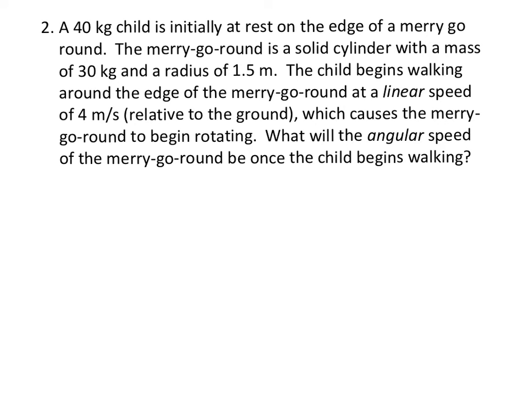A 40-kilogram child is initially at rest on the edge of a merry-go-round. The merry-go-round is a solid cylinder with a mass of 30 kilograms and a radius of 1.5 meters. The child begins walking around the edge of the merry-go-round at a linear speed of 4 meters per second relative to the ground, which causes the merry-go-round to begin rotating. What will the angular speed of the merry-go-round be once the child begins walking?